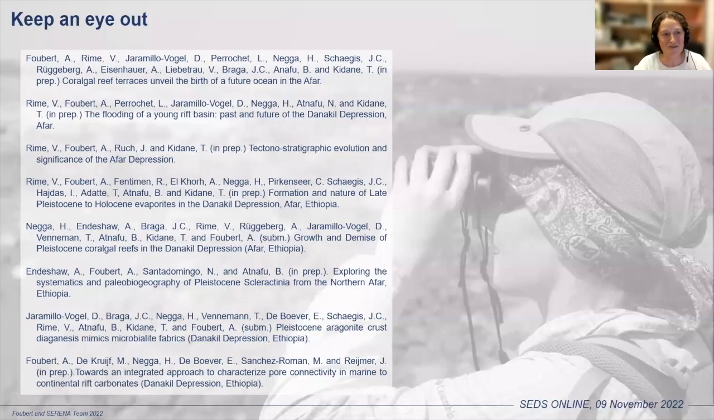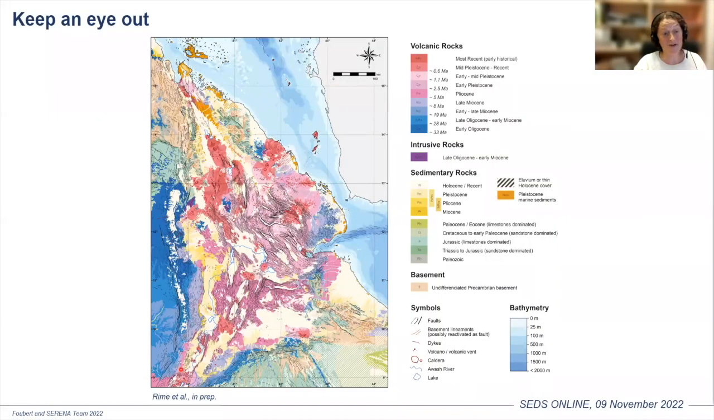We are also trying to publish a lot of the material at the moment. A lot is in prep, sorry for that. It's nearly out. A lot of the papers are nearly written, so keep an eye out there. We also made a new map of the whole Afar triangle based on several field expeditions, but also satellite data combined with historical reports and so on. So this is also coming out soon, so keep an eye out for that.